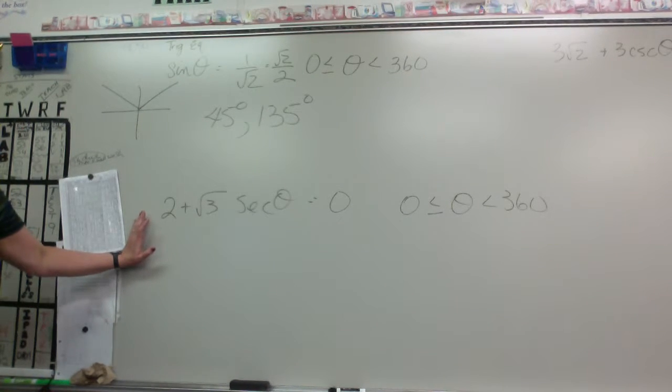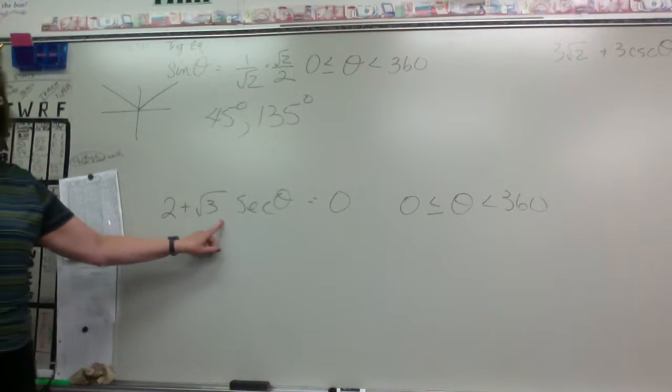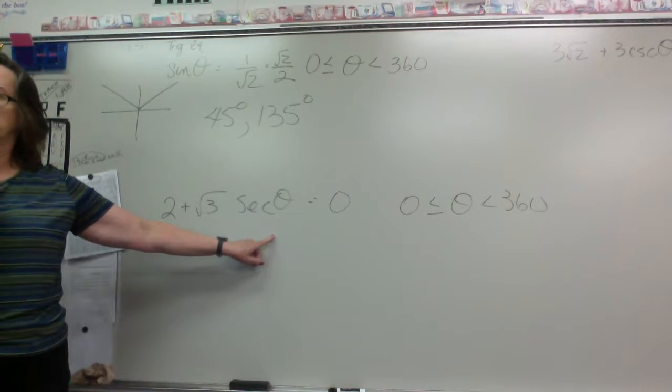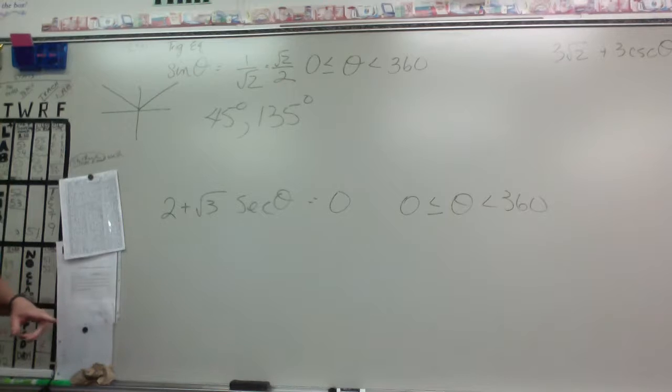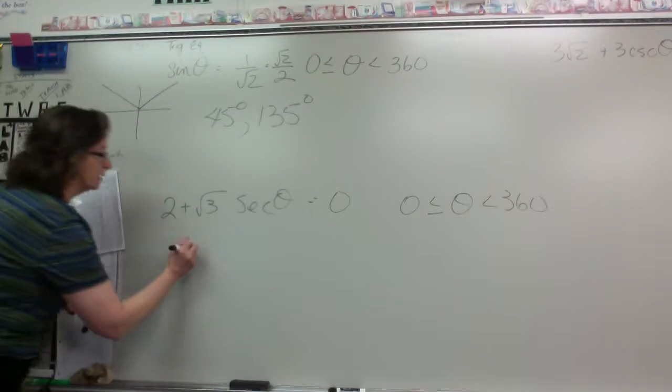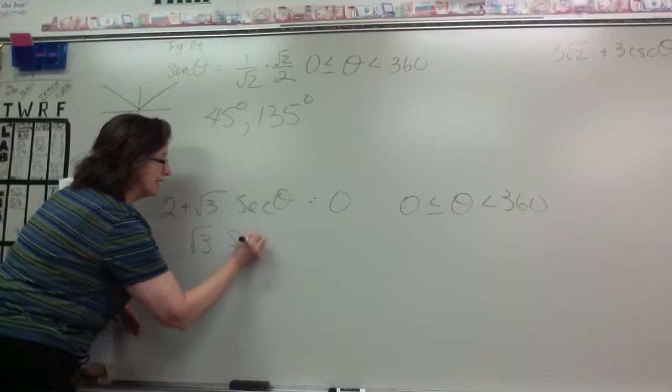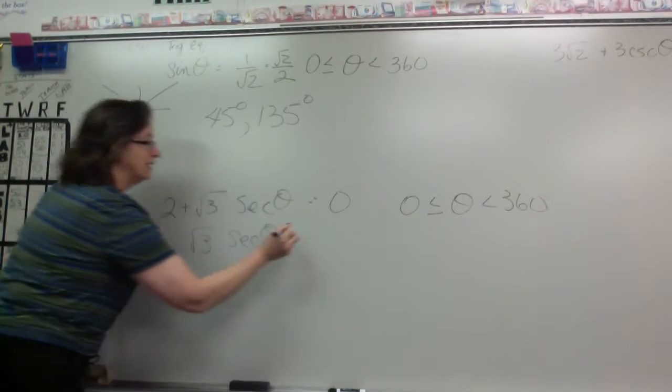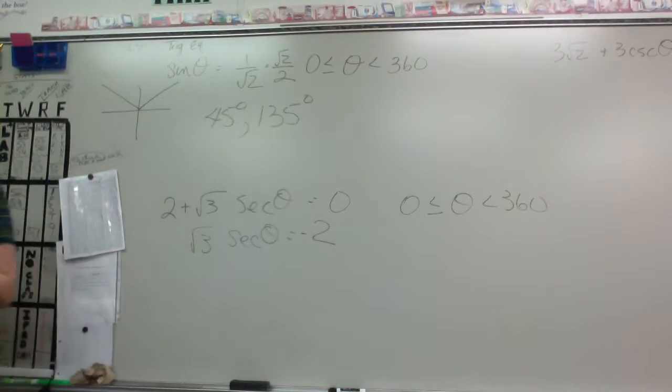What am I going to do? Duncan? Put the 2 plus square root of 3 on the other side. Negative. Okay, I can't just put the 2 plus square root of 3. This square root of 3 is multiplied. Okay, I have to... Peter? Subtract 2 from each side. Subtract 2, thank you very much. Square root of 3 secant theta is negative 2.